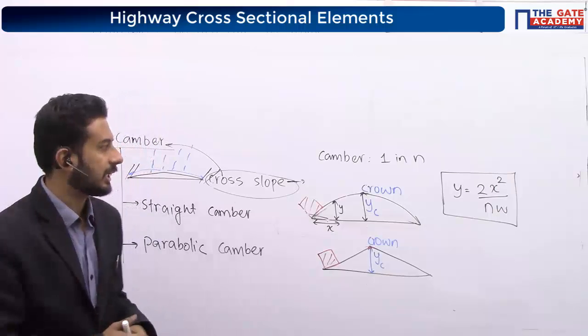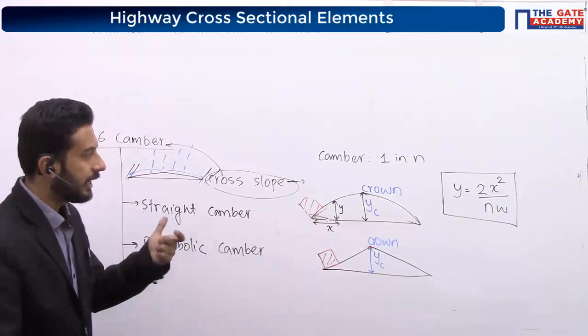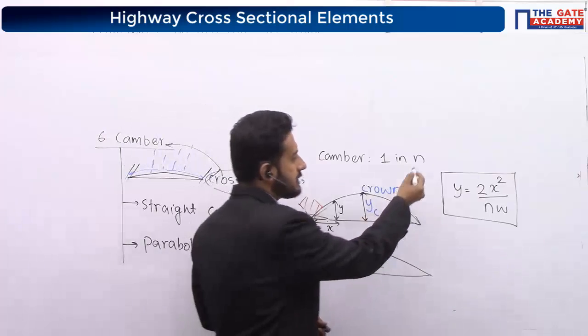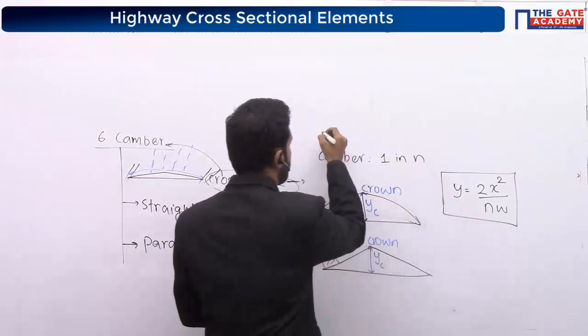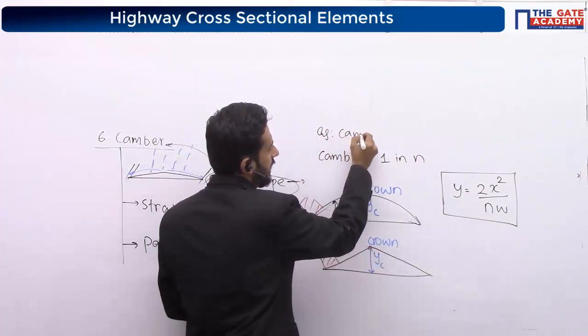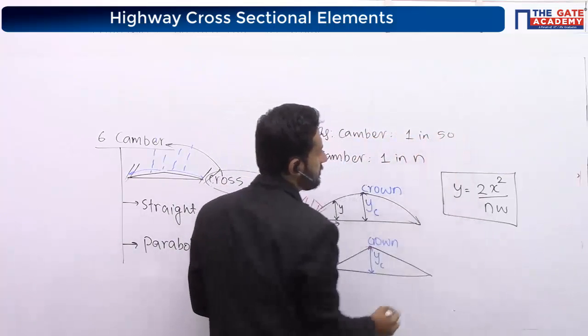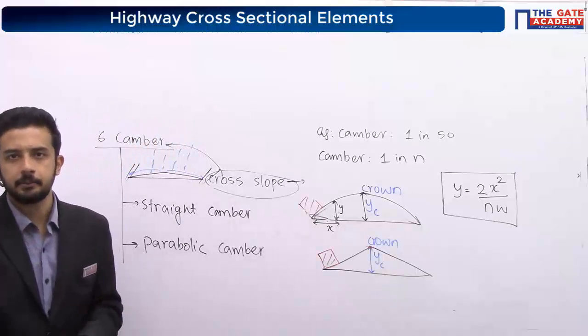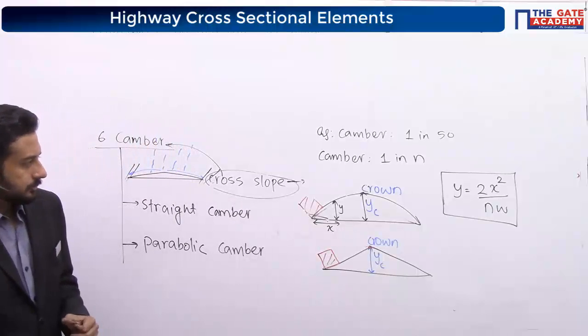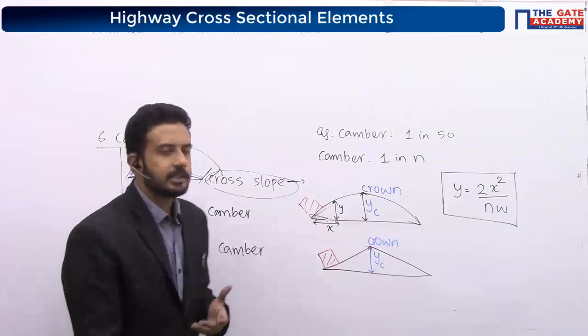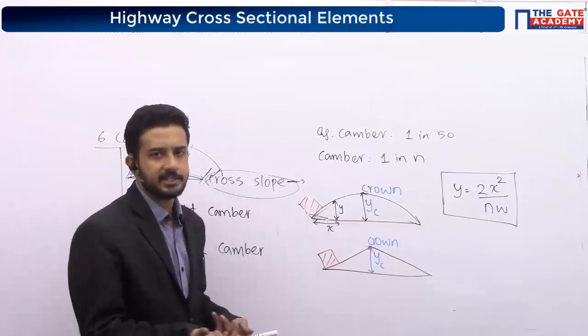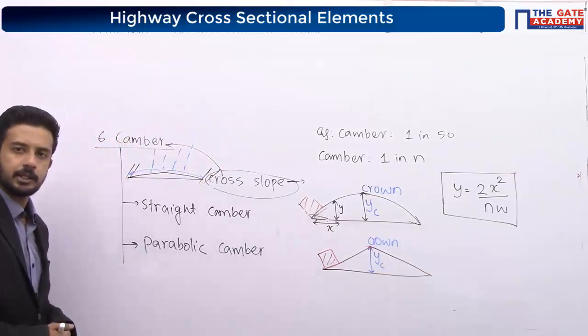So that second portion, 1 in what? That value we call n. For example, if I am telling you the camber value is 1 in 50, which means n is equal to 50, like that. Okay, so W is nothing but the width of the road or width of the carriageway. They will give it in the question.